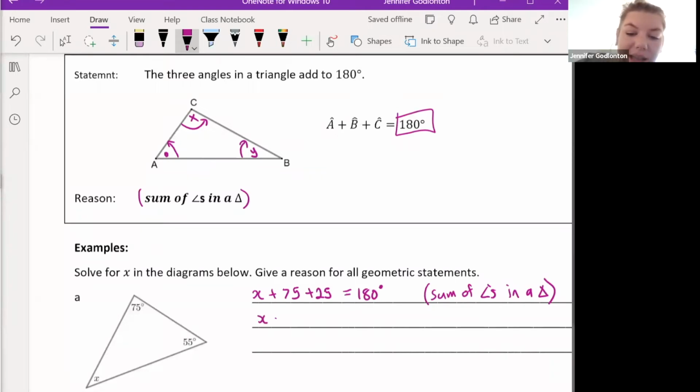I'm just going to add these together. So that's going to be x plus 100 is equal to 180 degrees. You can move your 25 and 75 over if you feel more comfortable with that. And then I'm going to move that 100 over. So x is equal to 180 minus 100, which means x is equal to 80 degrees.